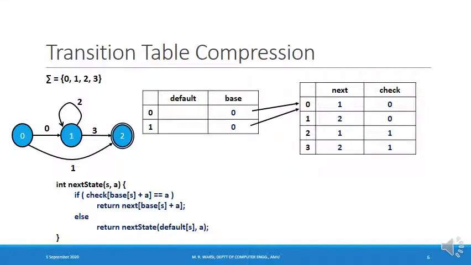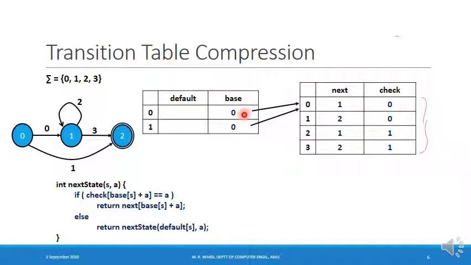If I look at this, this is the block which I have assigned to the state number 0. This one is storing the transition from 0 on 0. This one is storing the transition from 0 on 1. This one is storing the transition from 0 on 2, and this one is storing the transition from 0 on 3. And the base location is 0, so here I am storing 0.